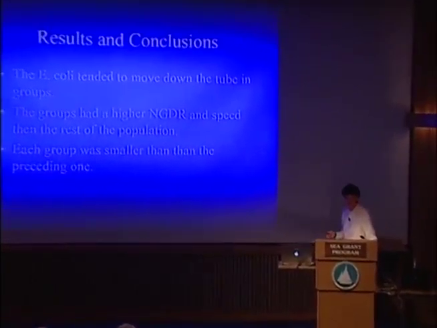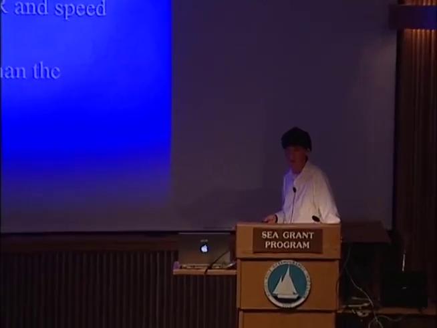And so in conclusion, my hypothesis is wrong. Instead of the simple diffusion of the E. coli down the tube, they actually moved in groups, which had a higher NGDR and speed than the rest of the population, and were smaller than each group before them.